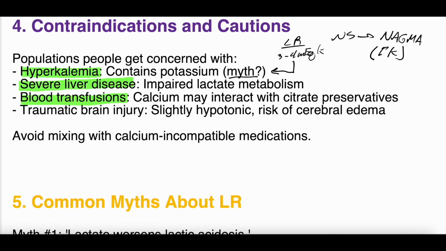Blood transfusions is something to think about because, as we mentioned, lactated ringers contains calcium, and as such, the citrate in blood products can interact with that calcium, so you just got to be careful they're not running through the same IV. And then they have found that in those with traumatic brain injury, normal saline is a better fluid option because lactated ringers is isotonic, but it has less tonicity than normal saline, which is why normal saline is a better option in that group. And as we mentioned, there is calcium in lactated ringers, so calcium incompatible medications can't run with lactated ringers.